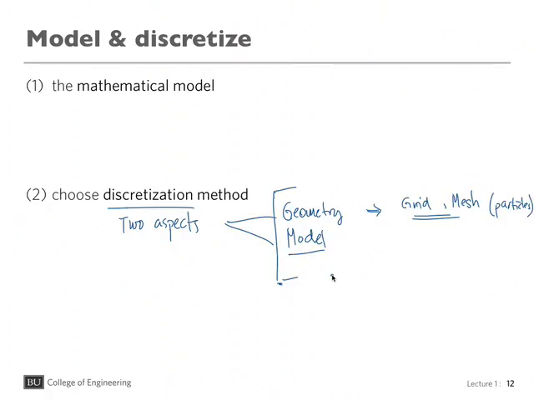The grid is also an object which we use to provide the solution. The solution will be the numerical value of all of our unknown variables at the grid points. So the grid is also an object that gives us a vessel for the solution. Okay?